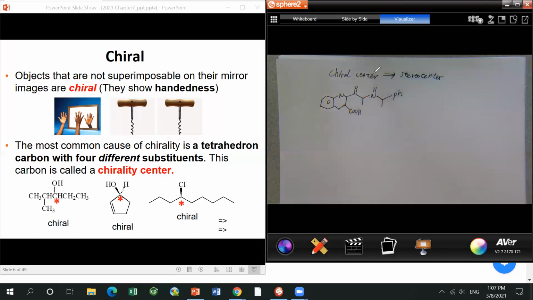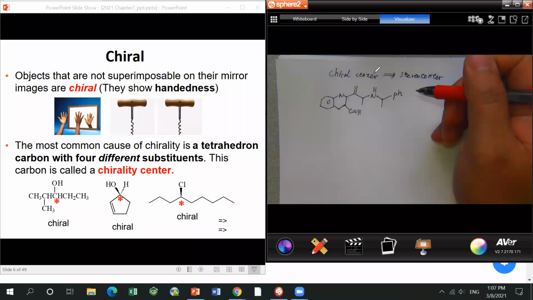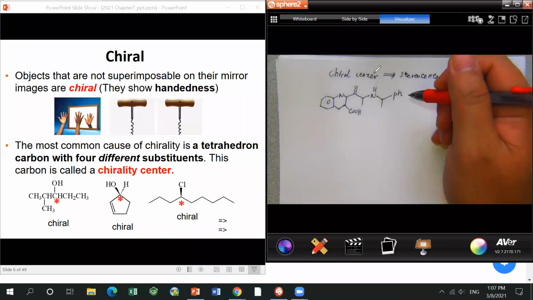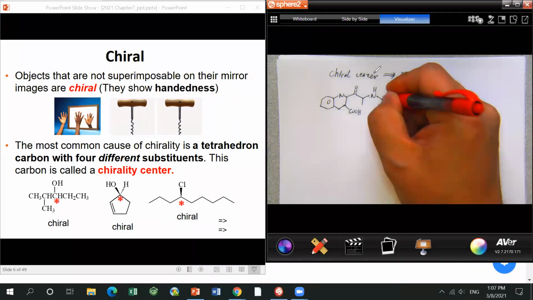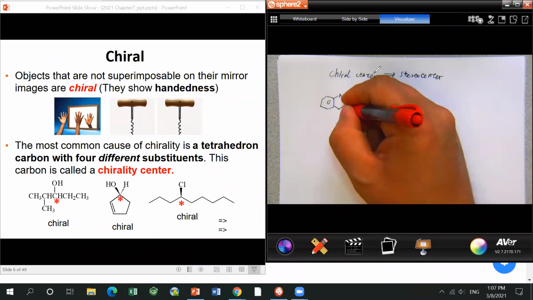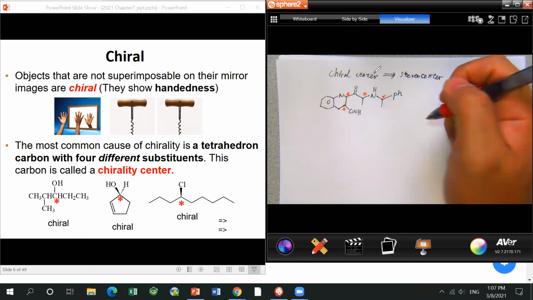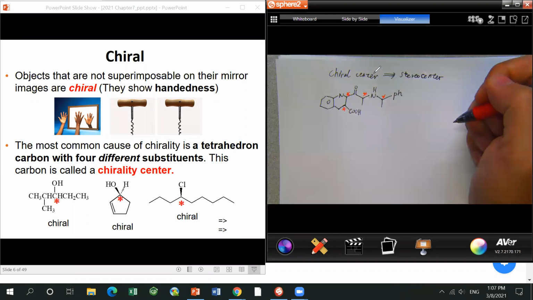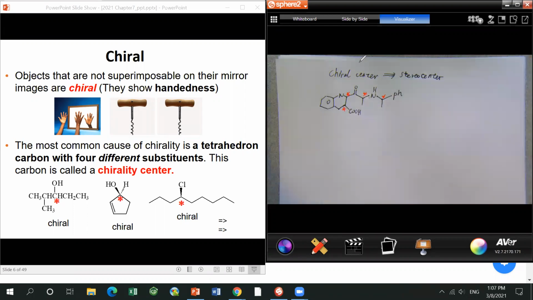So yeah, four different attachments, and it has to be a tetrahedral carbon. So that's this one here. 2, 3, and 4. So this is the fourth, and it has to be a tetrahedral carbon. So yeah, four different attachments.